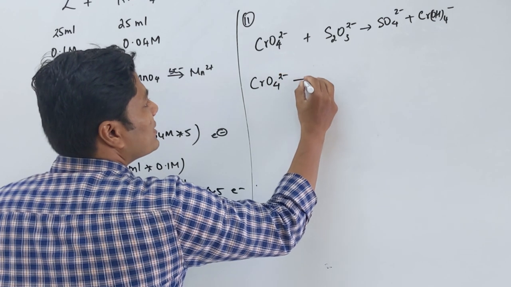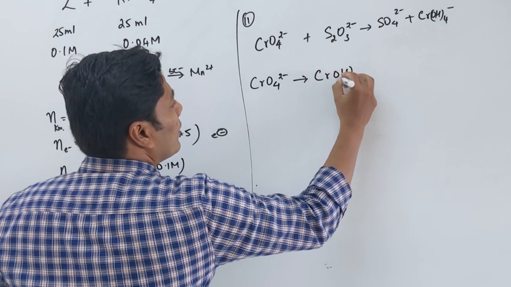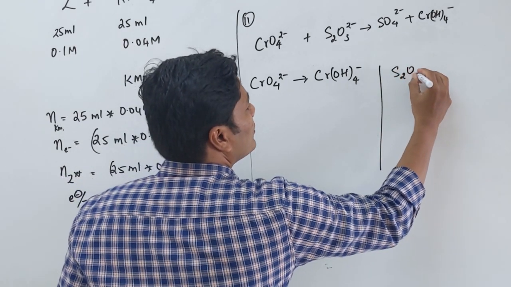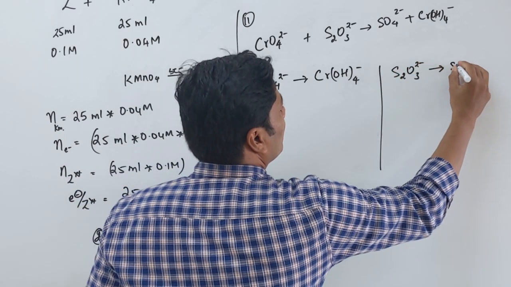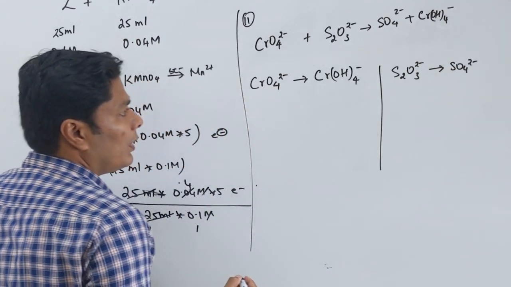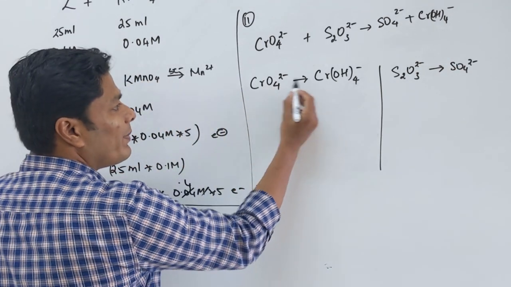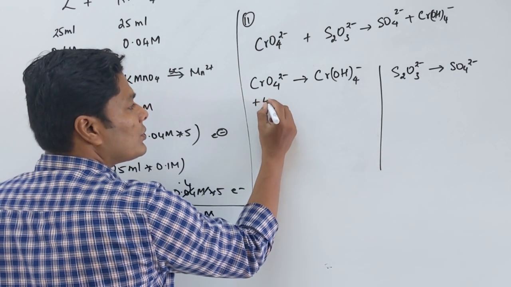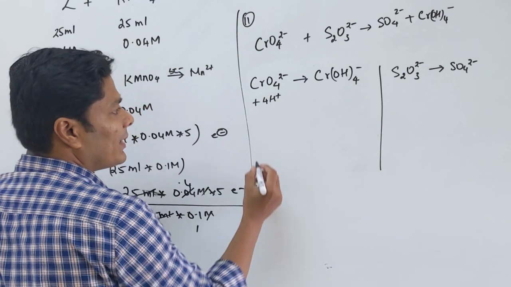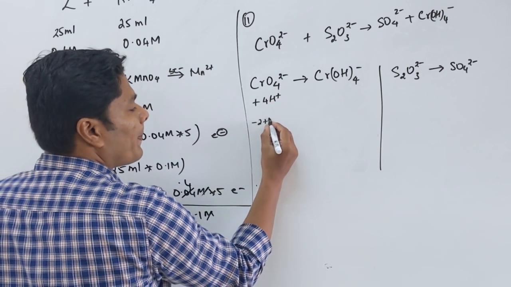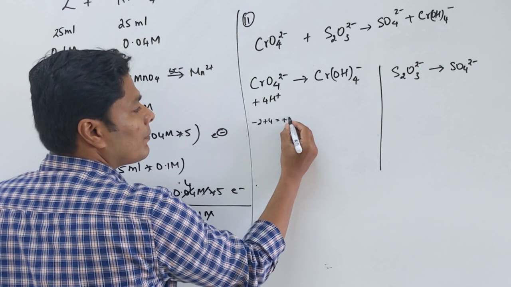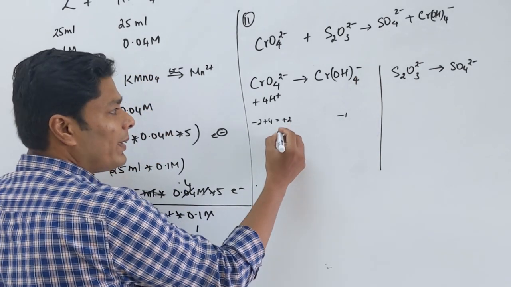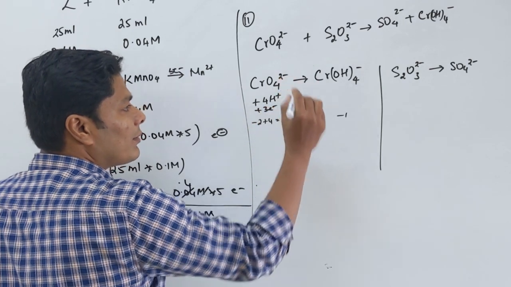CrO4 2 minus giving you Cr(OH)4 minus, and then S2O3 2 minus giving you SO4 2 minus. Alright, now what do we do? First, chromium is balanced, one one. There are 4 oxygens and 4 hydrogens, so plus 4 H plus. Now electron balancing, I have minus 2 plus 4 equals plus 2, here I have minus 1. So because I have minus 1, I have to bring this down to minus 1, so I add 3 electrons.